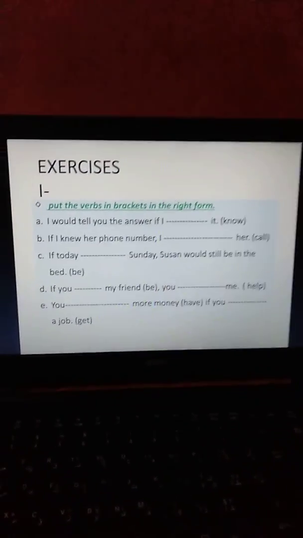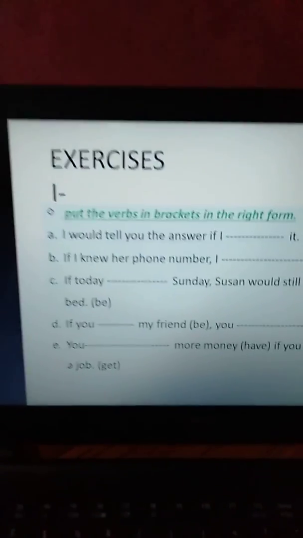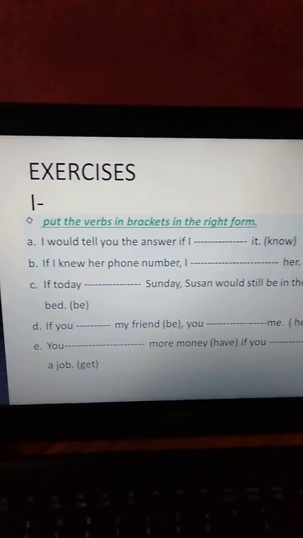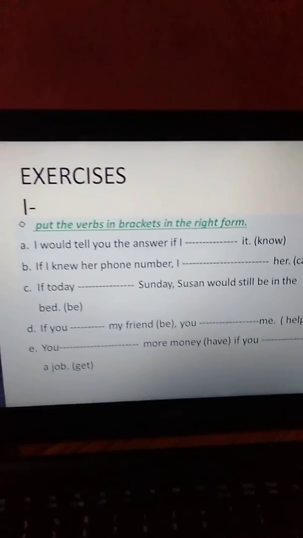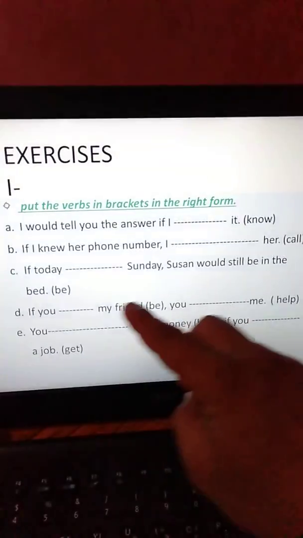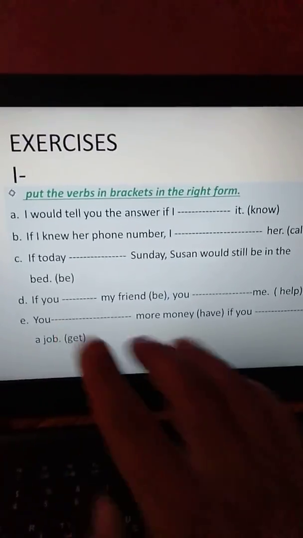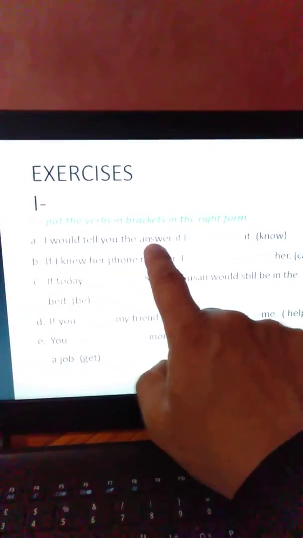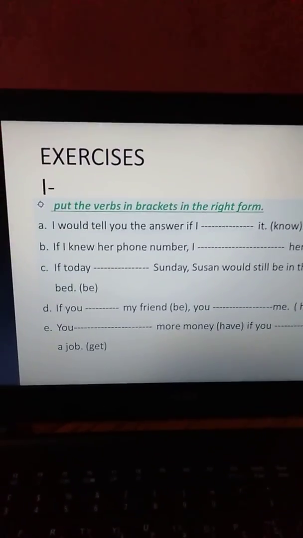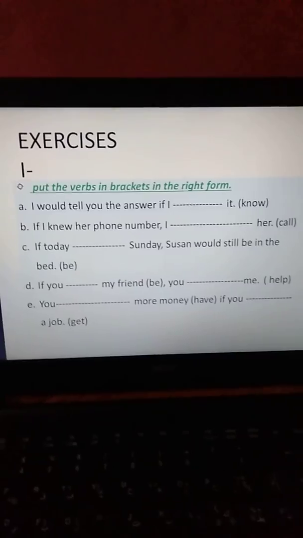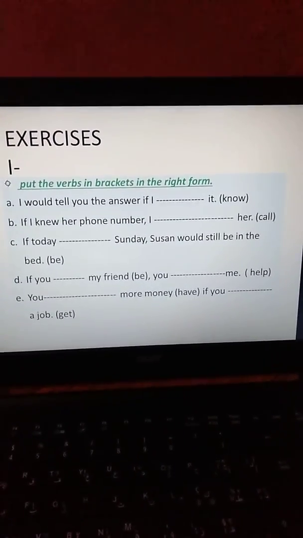So you are going to do these exercises. I give you time, of course. So the first exercise is that I'm going to screenshot this and put it on Facebook. Put the verbs in brackets in the right form. You have verbs here and you are going to put them in the right form. Of course, you are going to see if it is a main clause or an if clause, and conjugate the verb depending on the forms. Okay, this is the first exercise you are going to do.